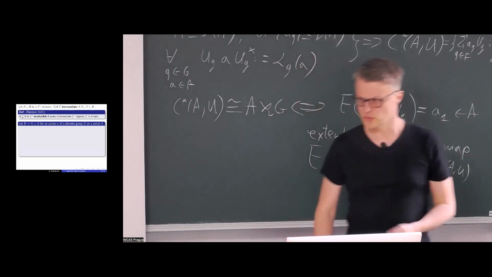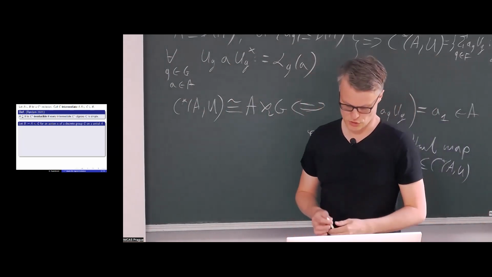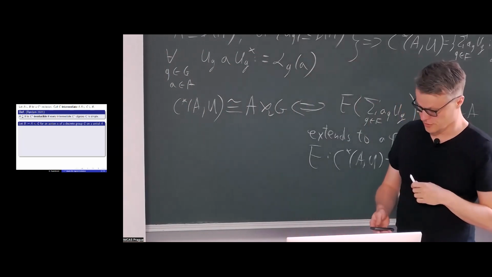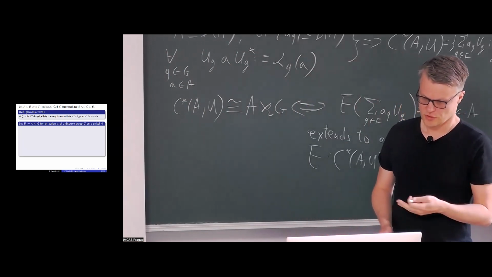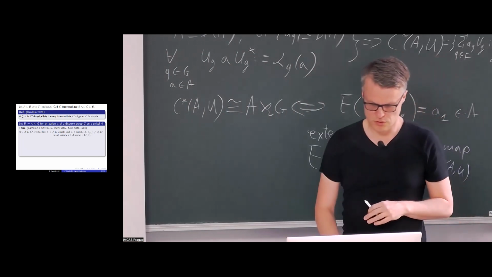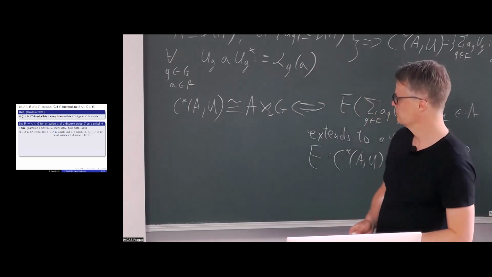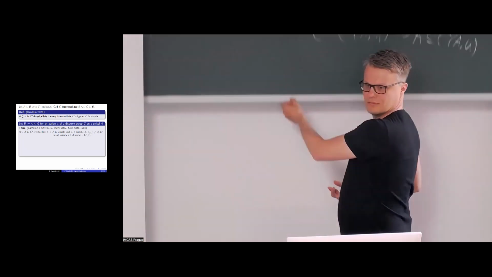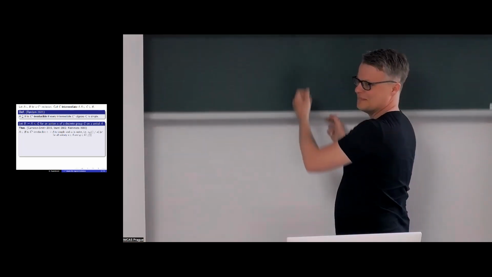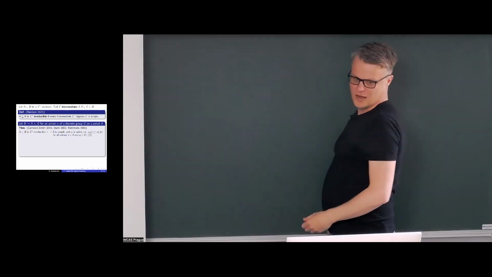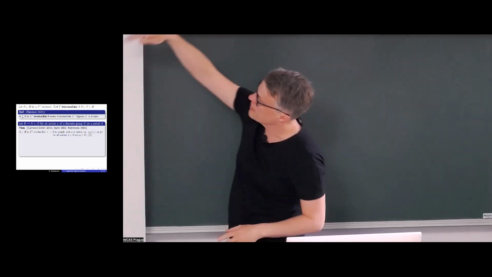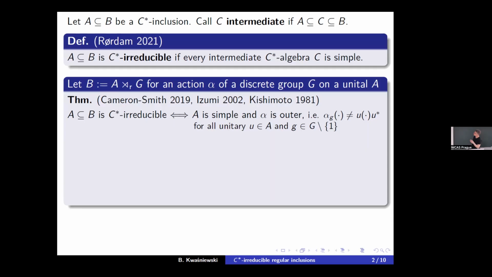You can construct it via a concrete representation. And here we have two very important examples of C*-irreducible inclusions. I'm not sure whether I should go that slowly or should I? So now B is a cross product and A sits in B as a subalgebra. So Kishimoto, this is a famous result of Kishimoto.